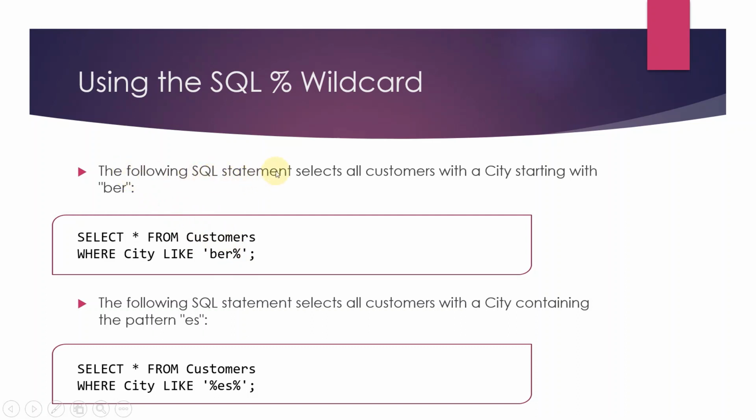So the following SQL statement selects all customers with city starting with BER. So select asterisk from customers where city like 'BER%'. So any city starting with BER like Berlin would be displayed. Okay, so the following SQL statement selects all customers with city containing the pattern ES. So select asterisk from customers where city like '%ES%'. Any city having ES in between these characters will be displayed on the screen.